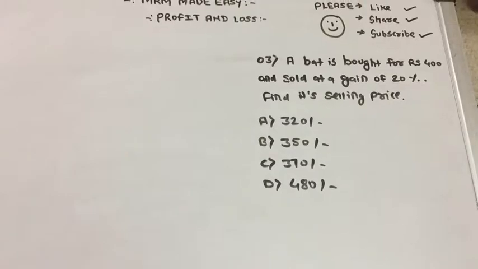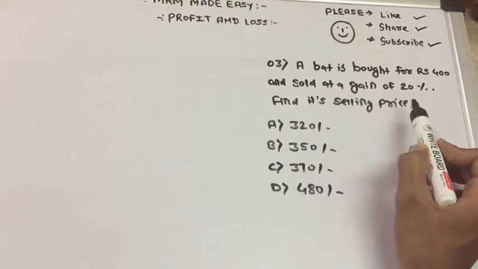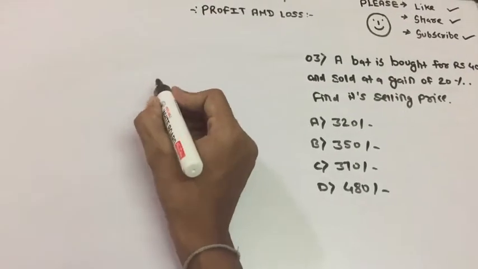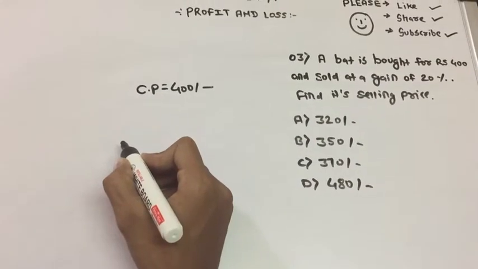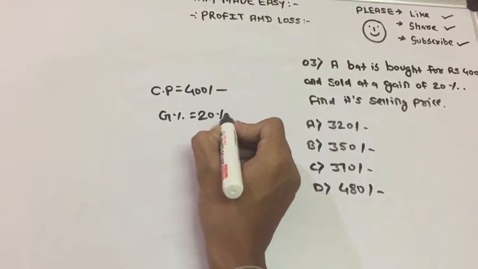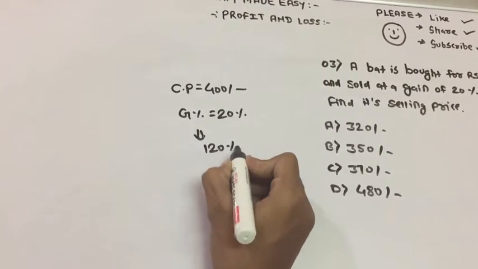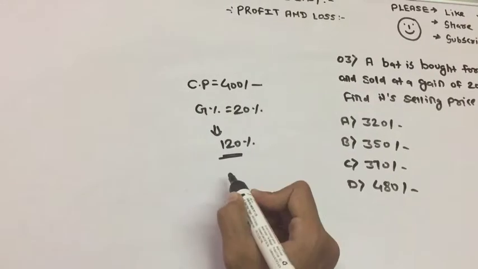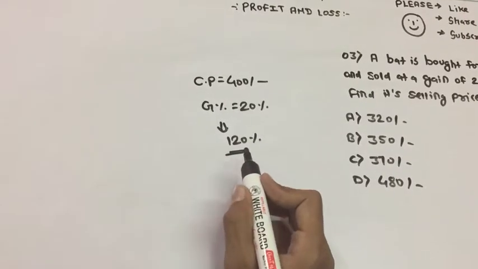Let me move on to the third problem. A bat is bought for rupees 400 and sold at a gain of 20%. Find its selling price. So a bat is bought for rupees 400, so the cost price will be 400 rupees and sold at a gain of 20%. The gain percentage is given as 20%, so we will take this as 120 percent. How I take this I already explained in the previous video, so please go there and kindly watch if you haven't already watched it.